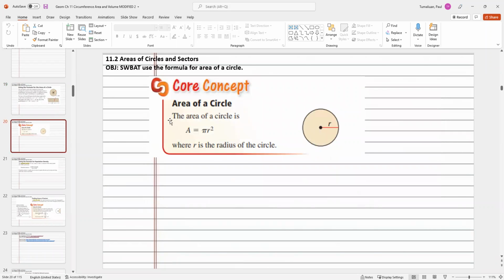I did want to just remind you about the area of a circle. It's pi r squared. So remember the r stands for radius. So the area is pi times the radius squared. So whatever this number is, you square that and then multiply it by pi.